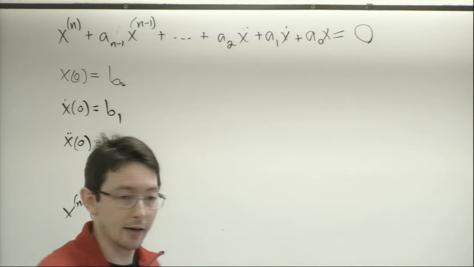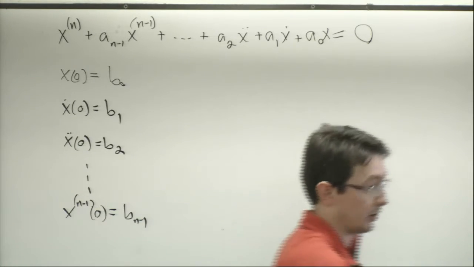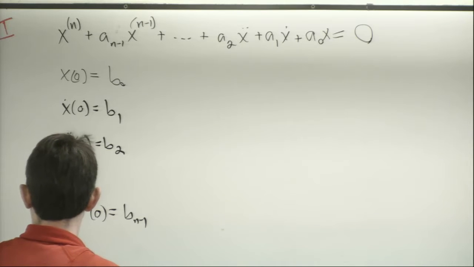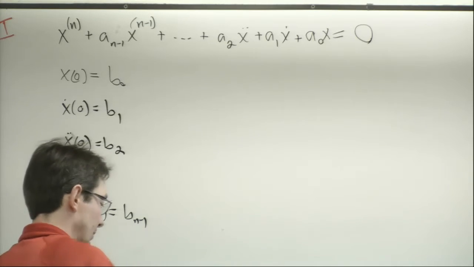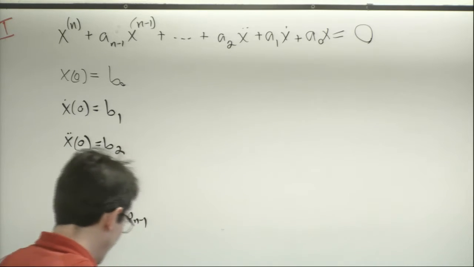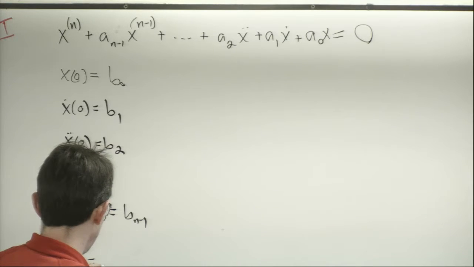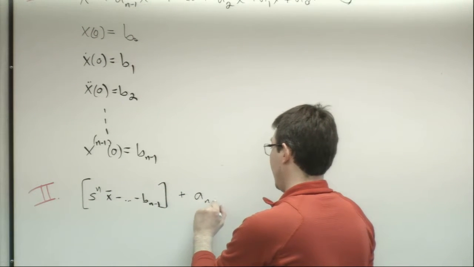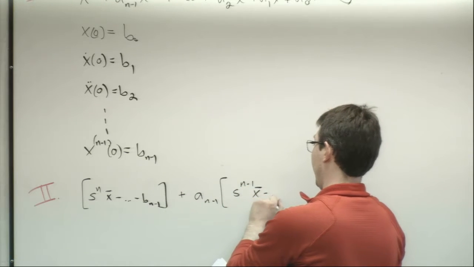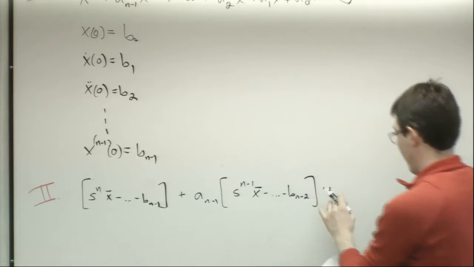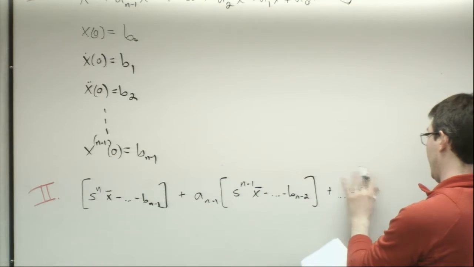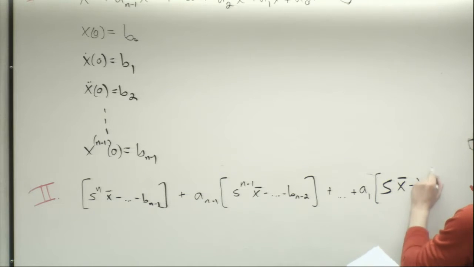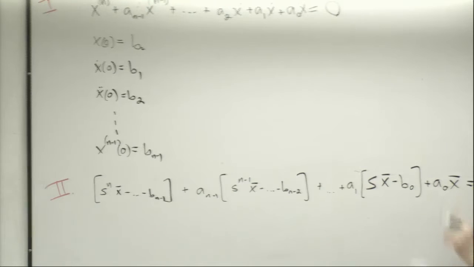Okay, so the first step is that we have an ordinary differential equation. The second step is that we're going to Laplace transform everything. So I'm just recapping what we've done for the simple case, but for the more general case. Okay, so we take the Laplace transform of both sides, and we get something like s to the n x bar minus dot dot dot minus b n minus 1, plus a n minus 1 times s to the n minus 1 x bar minus dot dot dot minus b n minus 2, plus dot dot dot plus a1 s x bar minus b0 plus a0 x bar equals 0.